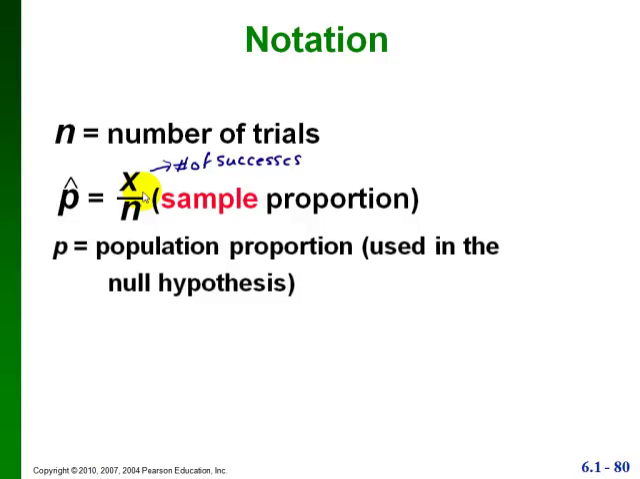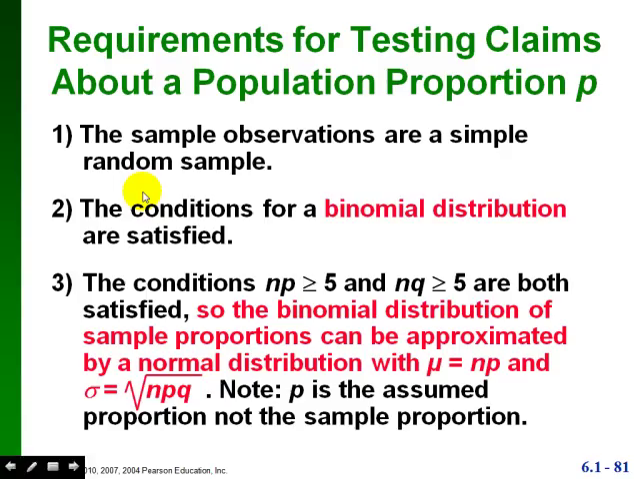And the p without the hat is our population proportion. This is the number that's in our null hypothesis. Q is just 1 minus p.